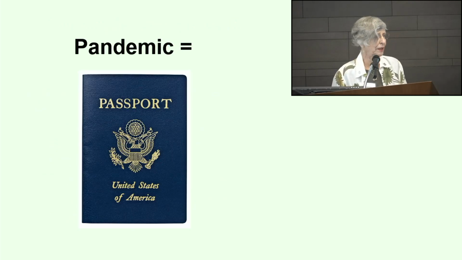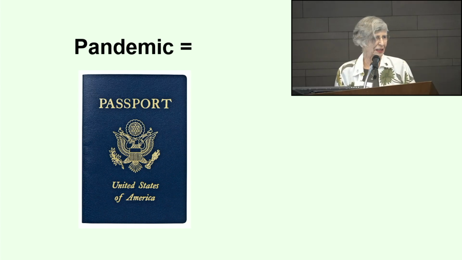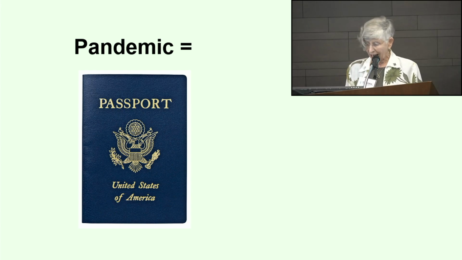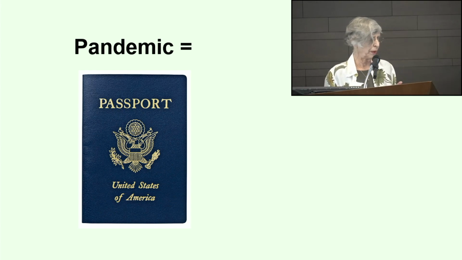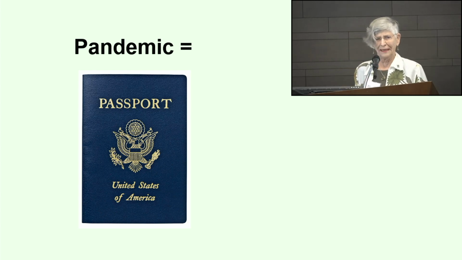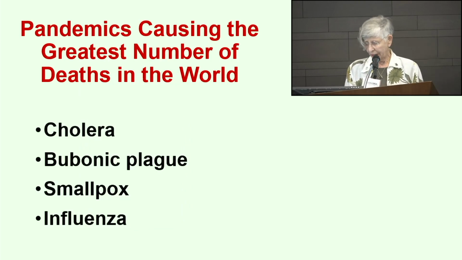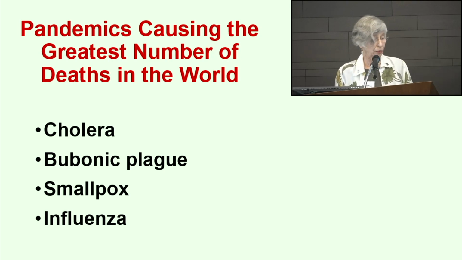Now, what pandemic often means is a passport for an infectious agent. They can come on in, they can go to any country, and they certainly do that. We've seen that clearly with COVID-19. Now, there are actually 259 recorded pandemics, but I thought y'all wouldn't want me to go through all of them. Not today. So I picked the biggest killers. And these are the ones that have caused the greatest number of deaths in the world. Cholera and bubonic plague, those are bacterial diseases, and smallpox and influenza, viral diseases.